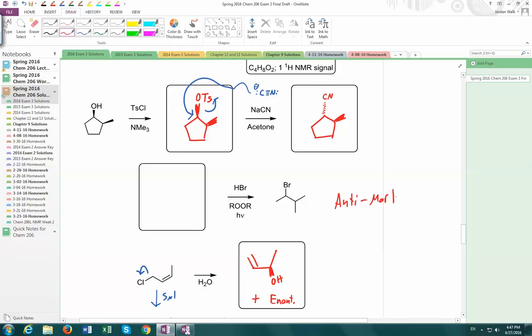So what we've got to do is draw the double bond, or the alkene, that would lead to an anti-Markovnikov product. And so in this case, we've got two possibilities. Are we going to want to draw the double bond here on the left or here on the right? On the left.